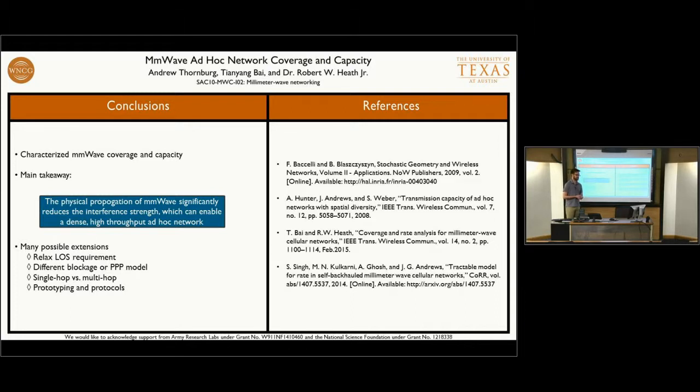And the main extensions that we are currently working on are relaxing the LOS requirement for the typical link, which we do in the journal extension of this paper, and a different blockage or PPP model, so either we could cluster the users rather than uniformly distribute them as a Poisson point process. We only account for single hop here. How does that affect multi-hop? And then taking all this theoretical work and putting it into a prototype and protocols.